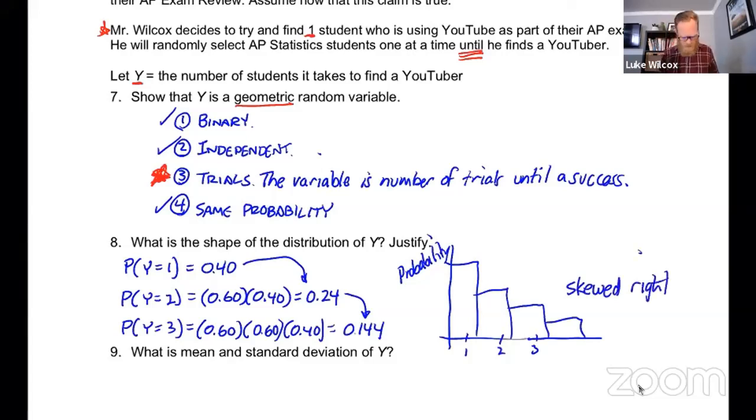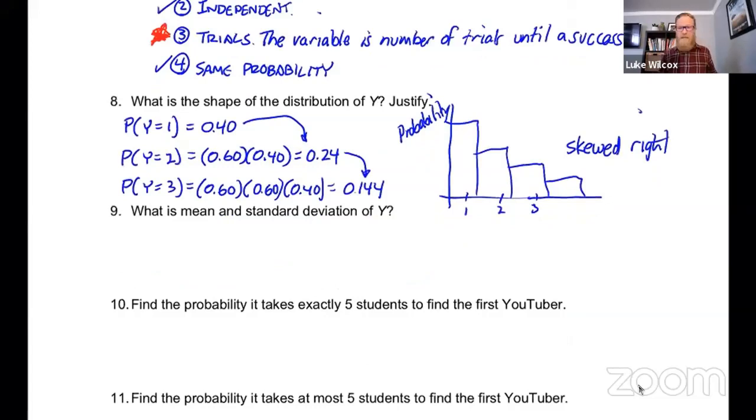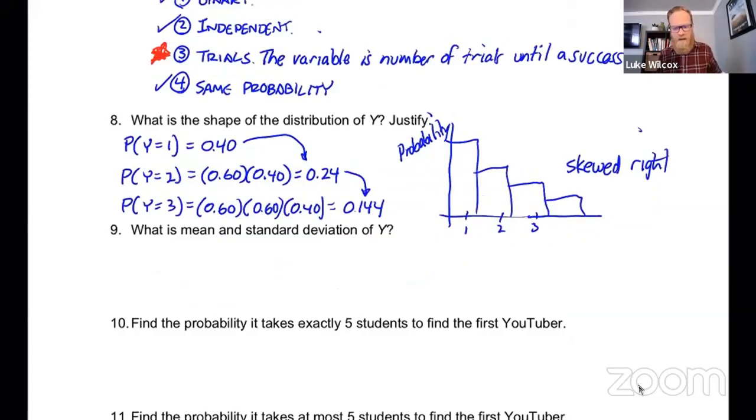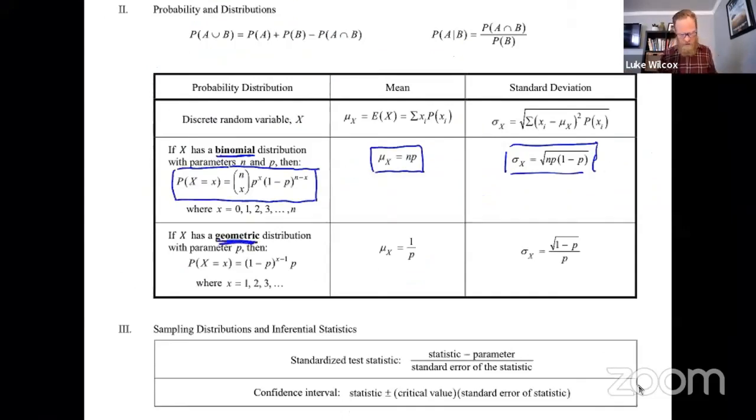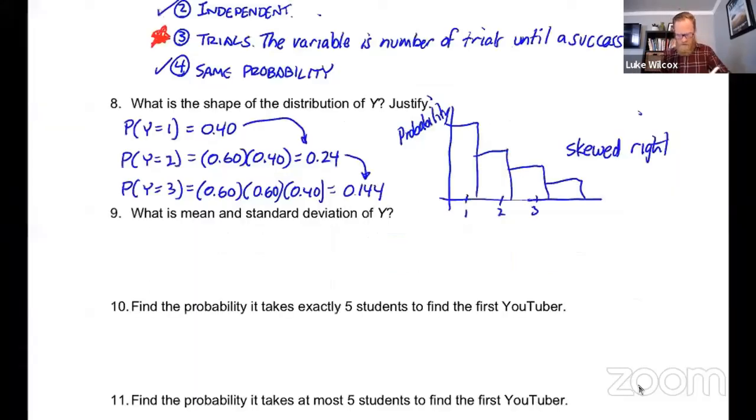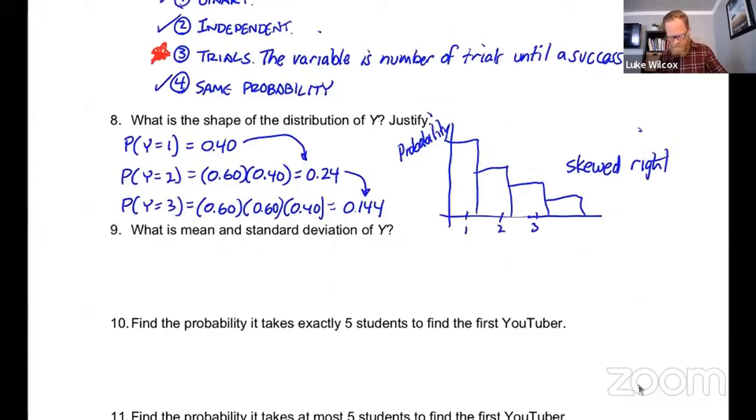Okay, next up, we are looking for the mean and the standard deviation of y. And our formula sheet here is going to give us some help again on this one. Right below binomial distribution, we have formulas for a geometric distribution. So here's your formula for the mean. And then quick note here, this formula for standard deviation is brand new to the formula sheet for 2020. This was not on the previous versions of the formula sheet, but it is now part of the formula sheet and we are responsible for it. So let's write those formulas out in the margin here.